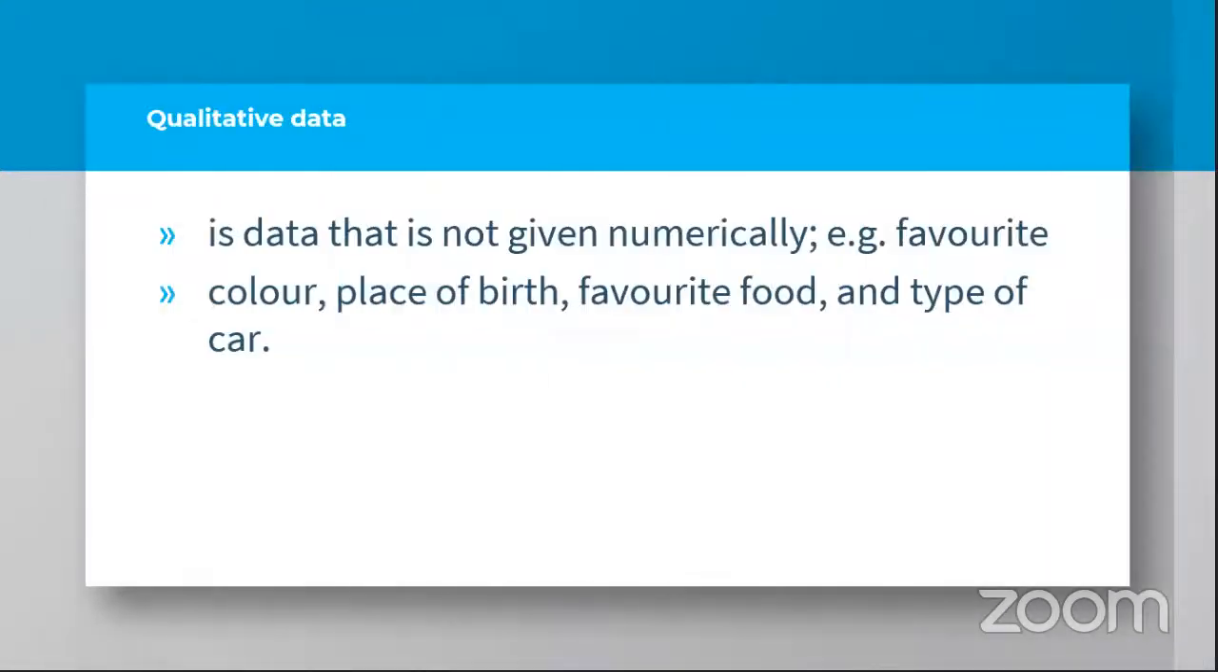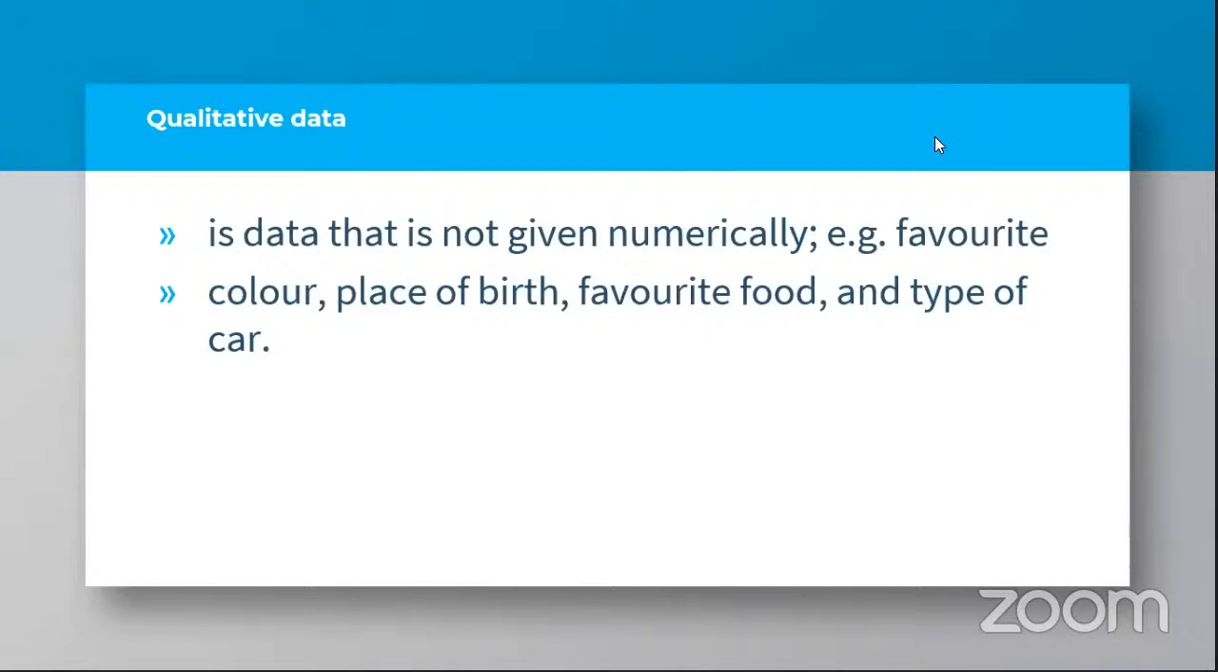Let me get someone to read for us. We say, Martha, are you ready for us? Is data that is not given numerically, for example, favorite color, place of birth, favorite food, and type of car.